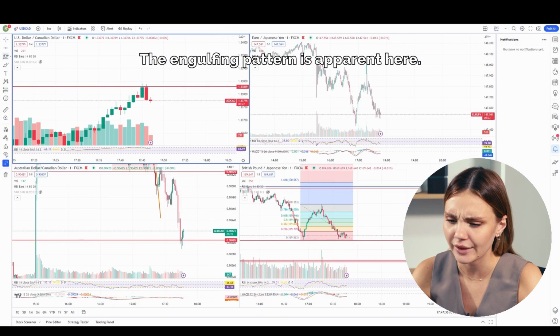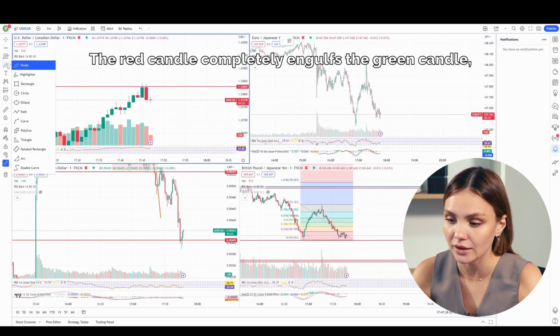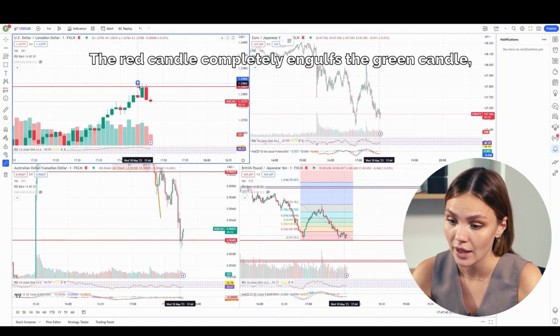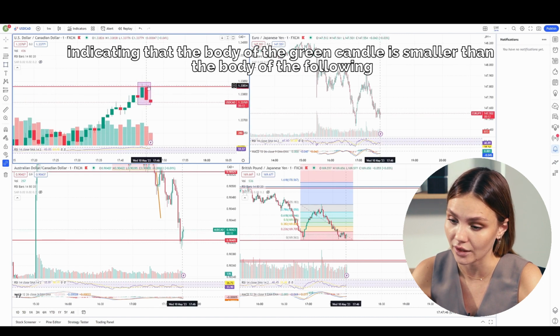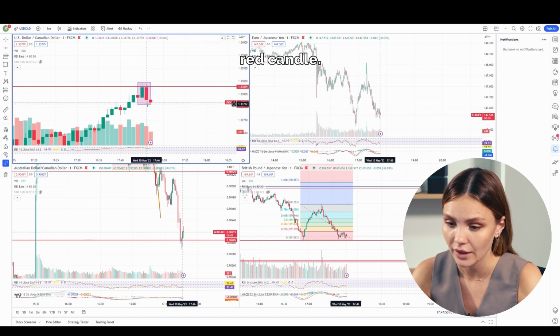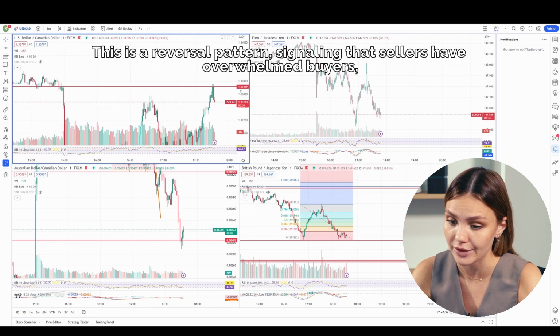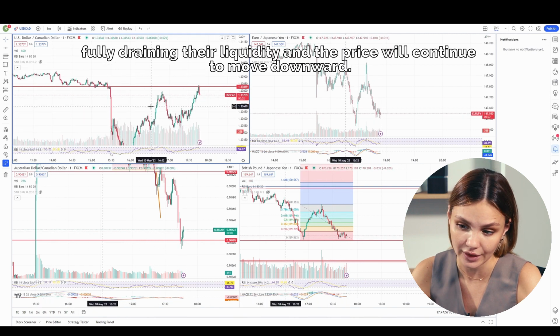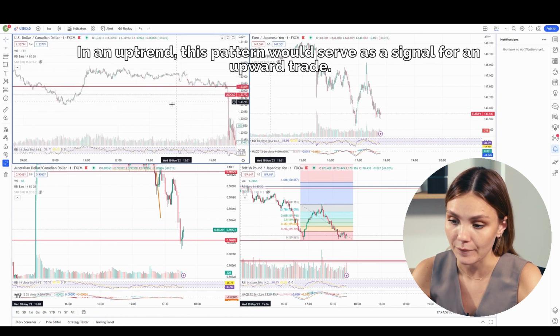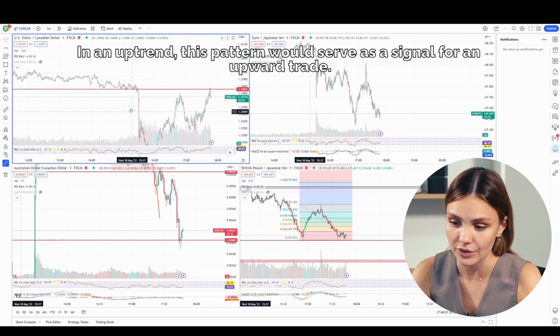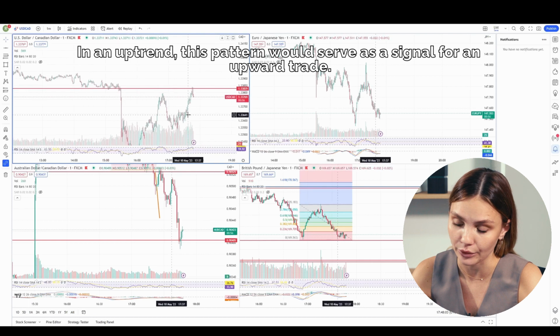The engulfing pattern is apparent here. The red candle completely engulfs the green candle, indicating that the body of the green candle is smaller than the body of the following red candle. This is a reversal pattern, signaling that sellers have overwhelmed buyers, fully draining their liquidity, and the price will continue to move downward. In an uptrend, this pattern would serve as a signal for an upward trade.